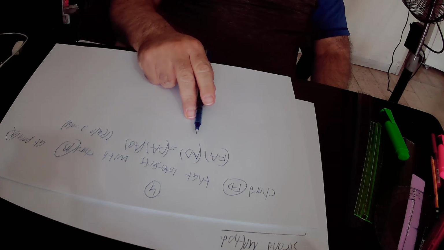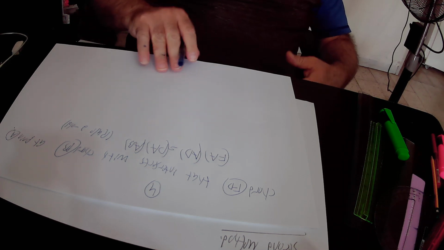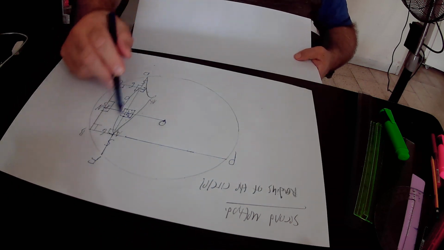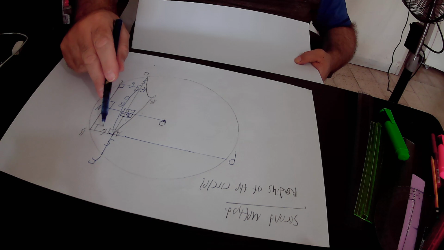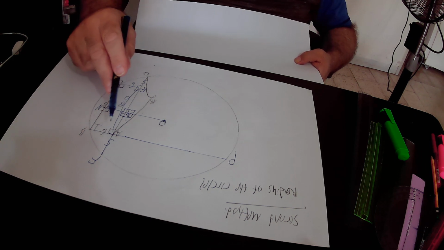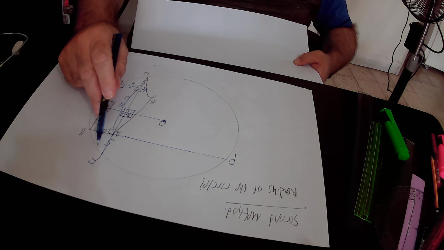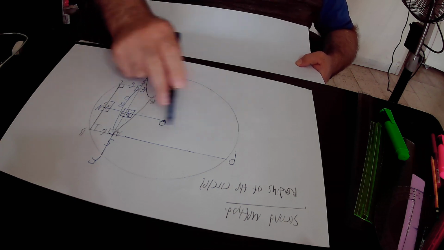FA times AD equals PA times AB. Again, because chord FD intersects with chord PB at point A, according to the old rule number 2, FA times AD equals PA times AB.